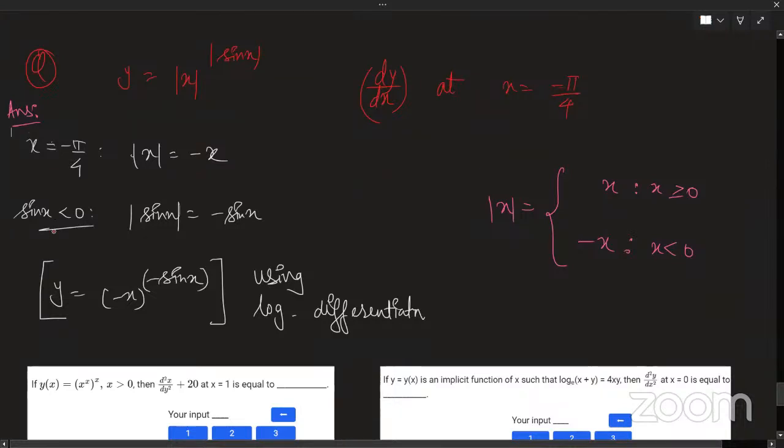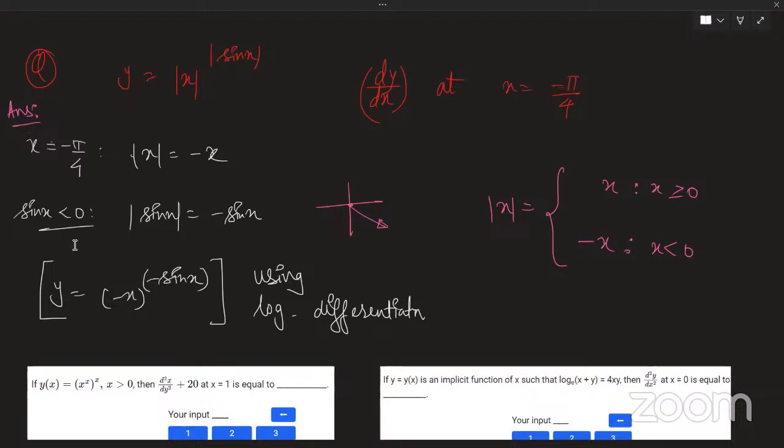And same way, when my sin x, it is negative, right? Minus pi by 4, fourth quadrant. So sin x is also negative. So mod of sin x will open as minus of sin x. Do you agree with this, everyone? Right? So my overall function y will be minus x raised to minus sin x. So you can differentiate minus x raised to minus sin x using what? Logarithmic differentiation. That's what you will do, right? Everyone? Yes, sir.